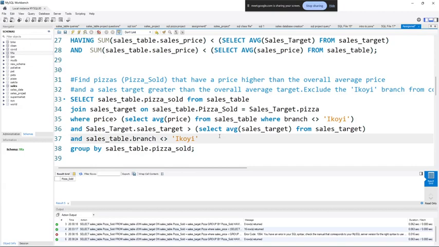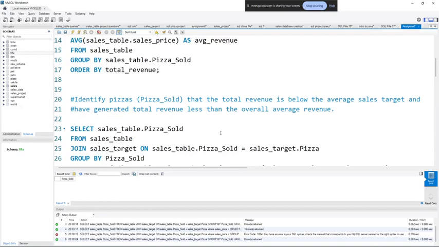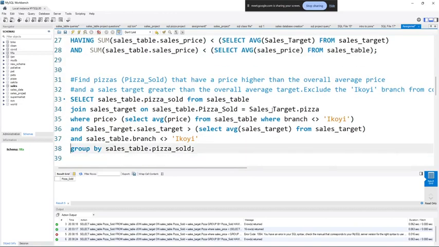Are we not supposed to select the sum of revenue and the average? If you have done that, you still get the same thing. Just that you have the revenue column and the sales target column beside it. But in this case, look at the question. Identify pizzas that the total revenue is below. So it is only that pizza column that is needed. They just want to see the pizzas. But if you have kept it, you are not wrong. It is just like giving additional information of those two columns.